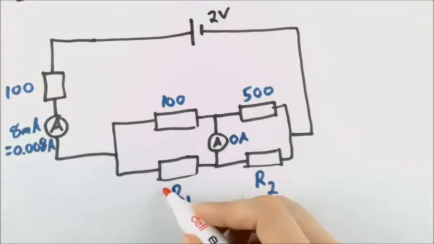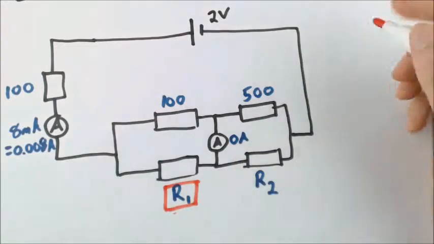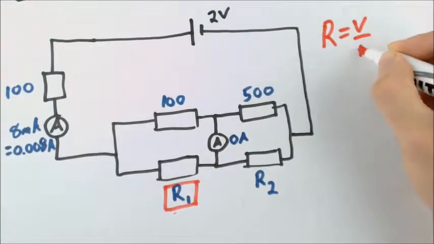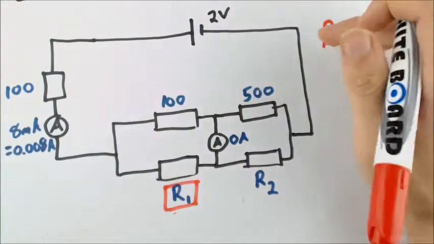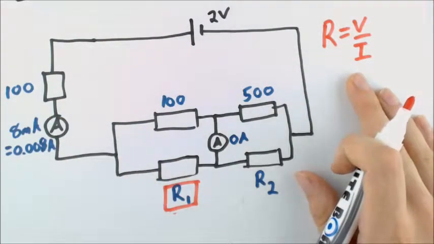In this question, we're trying to find out the value of R1, or in other words, the resistance of this resistor. Since we're dealing with resistance, let's write down Ohm's law, which is resistance equals voltage over current. Now for Ohm's law, whenever we have two quantities, we can calculate the third quantity. So we should look around at first to see if we can calculate that anywhere.